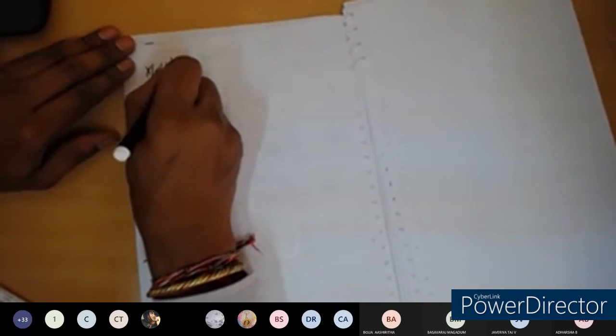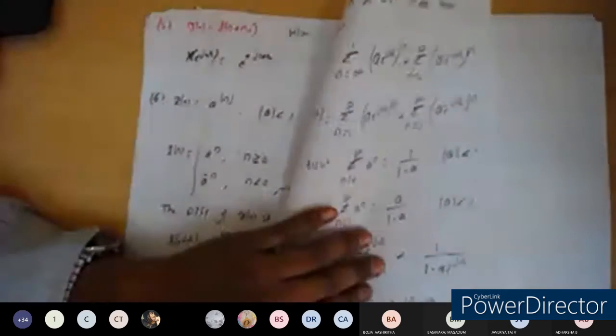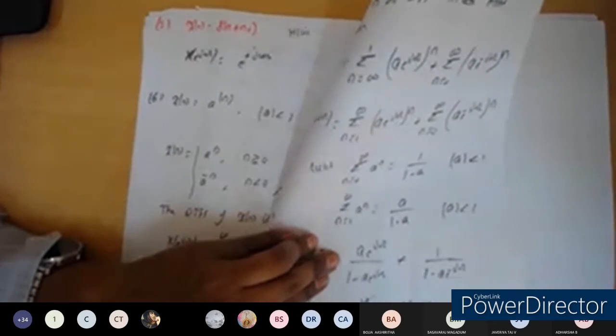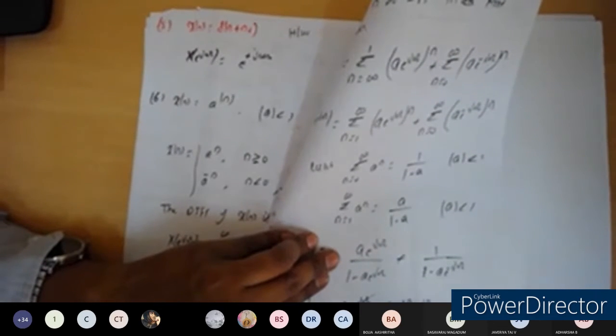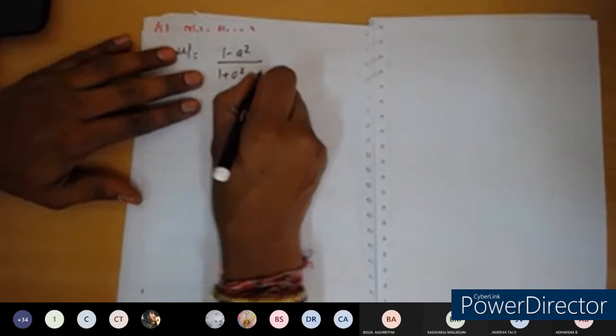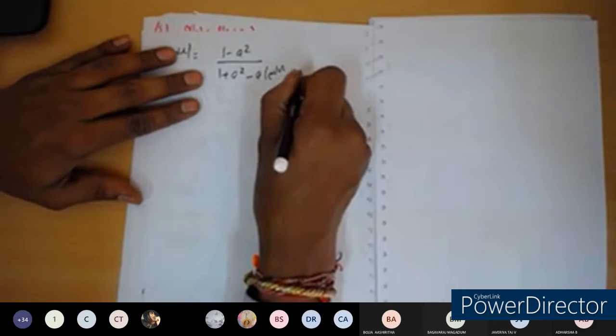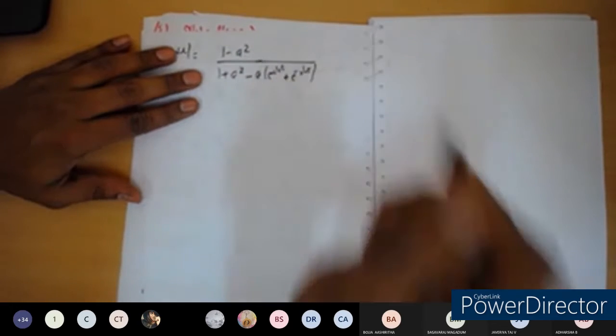So X of e to the power of j omega will become 1 minus a square in the numerator, because e to the power of j omega into e to the power of minus j omega is e to the power of 0, which is 1. And in the denominator, 1 plus a square minus a into (e to the power of j omega plus e to the power of minus j omega).